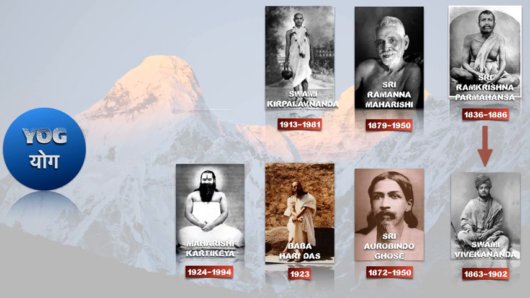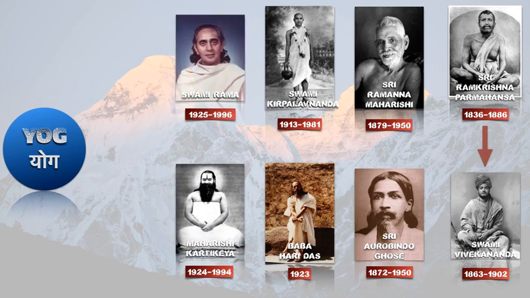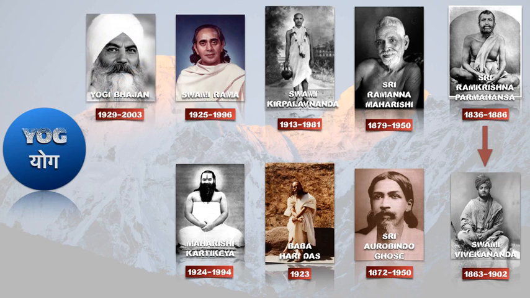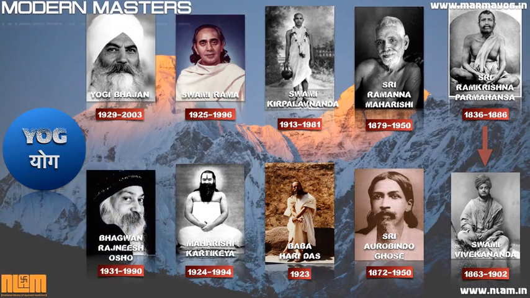Swami Rama was the first Indian yogi to be studied by the West for his ability to voluntarily control bodily processes such as heartbeat, blood pressure, and body temperature. Yogi Bhajan, who introduced Kundalini Yoga to the West. And finally, Bhagwan Sri Rajneesh or Osho.